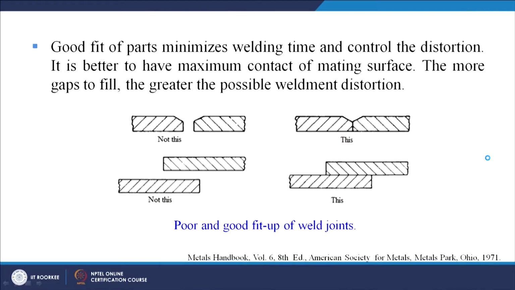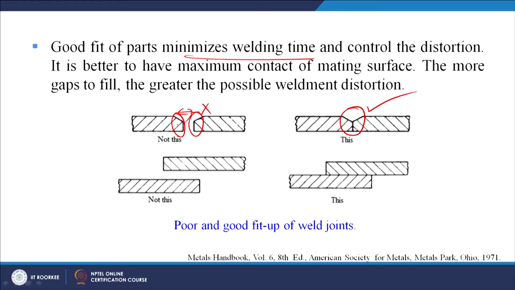Then this is again a repetition of what we have already covered. Quickly I will read this. Good fit of parts minimizes the welding time, as we have seen, it ensures good welding speed and controls the distortion. Already we have covered this in today's session, only just a revision. It is better to have maximum contact of the mating surfaces. So these are the 2 mating surfaces which have to join together. So we must ensure the maximum contact between the 2.